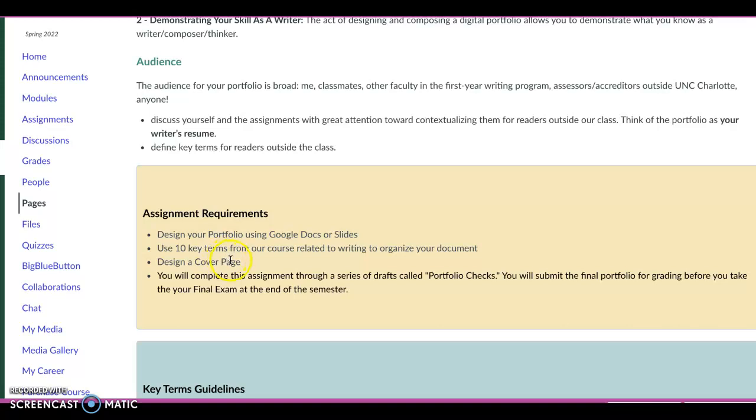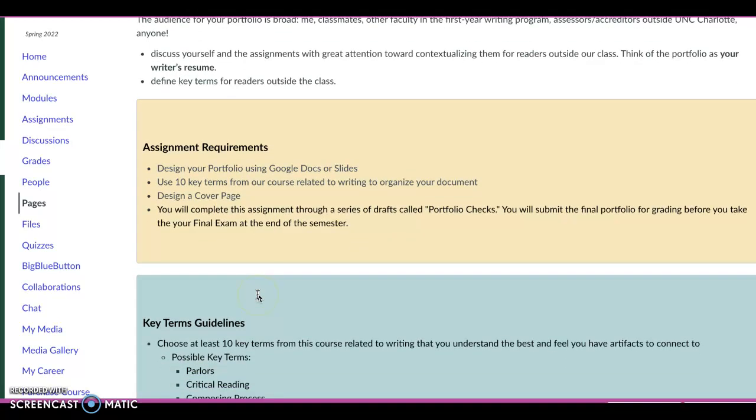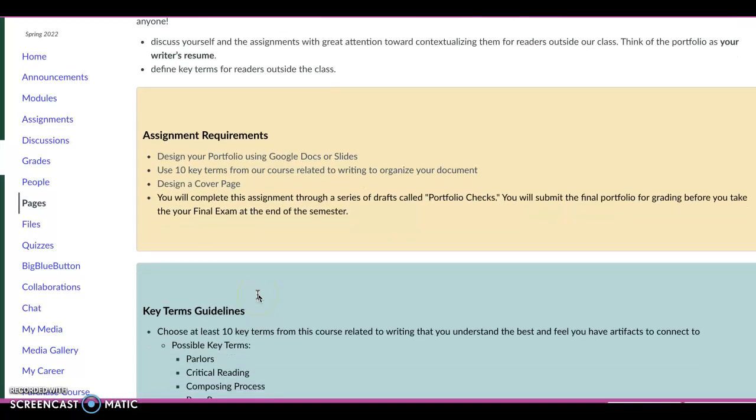The differences are that you will have a cover page this time that provides some context for a reader as to what they're going to encounter in your writing portfolio. You're going to have 10 terms and 10 artifacts with explanations this time. You're also going to have key terms to choose from.